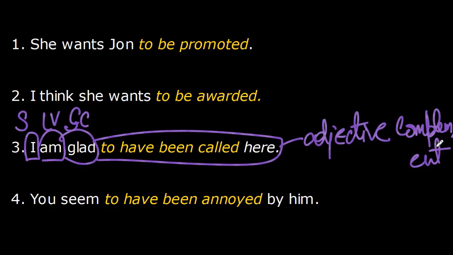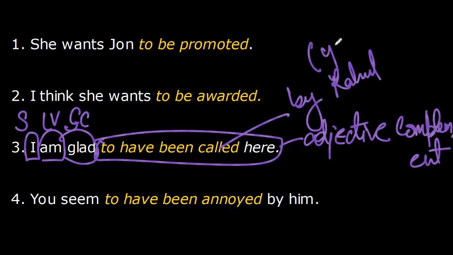I'm glad about an action that I received in the past. I'm glad to have been called here. I am glad. Glad in what way? To have been called here by somebody else. I didn't do this action of calling. It was done by somebody else. I am glad to have been called here by Rahul, by your mother, by the committee, by the company. So I am glad about an action that happened to me that I received in the past.